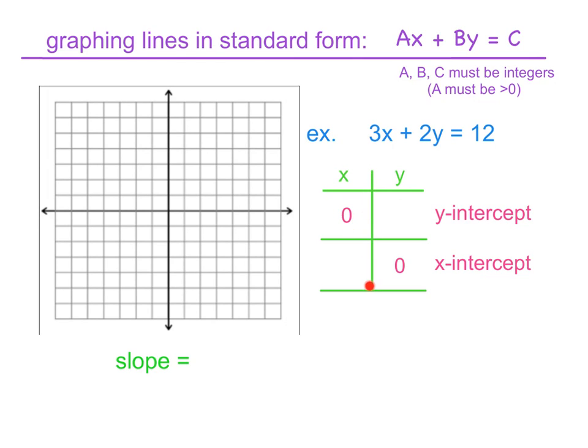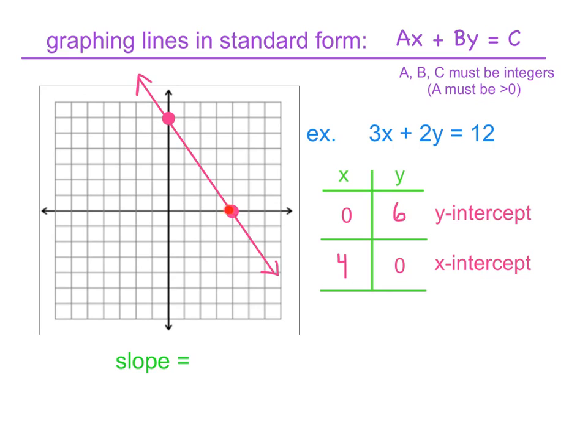This is just a regular old t-chart. I'm going to go ahead and plug in 0 for x. Now if I plug in 0 for x, that whole term drops out. And then when I divide both sides by 2, I get a y value of 6. Now I'm going to do the same thing to find the x-intercept. I'm going to plug in a y value of 0. If I plug in a y value of 0, 2 times 0 is 0, so that term drops out. Divide both sides by 3, and I've got my x-intercept is at 4, 0.